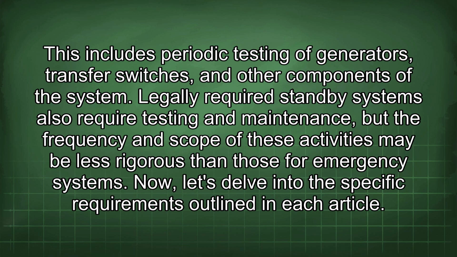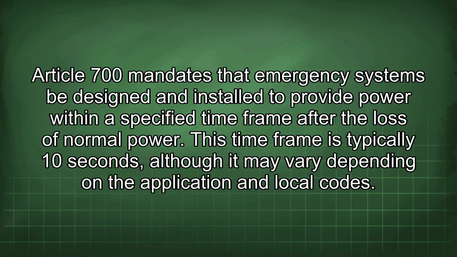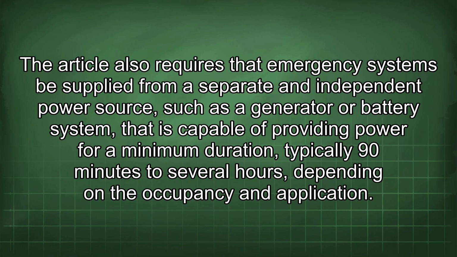Now let's delve into the specific requirements outlined in each article. Article 700 mandates that emergency systems be designed and installed to provide power within a specified time frame after the loss of normal power. This time frame is typically 10 seconds, although it may vary depending on the application and local codes. The article also requires that emergency systems be supplied from a separate and independent power source, such as a generator or battery system that is capable of providing power for a minimum duration, typically 90 minutes to several hours, depending on the occupancy and application.